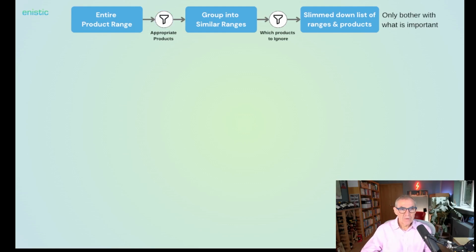So the first thing to do with your range is to cut it down and say, right, actually, do you know what? The accessories we're not going to bother with, we're just going to do the main products.